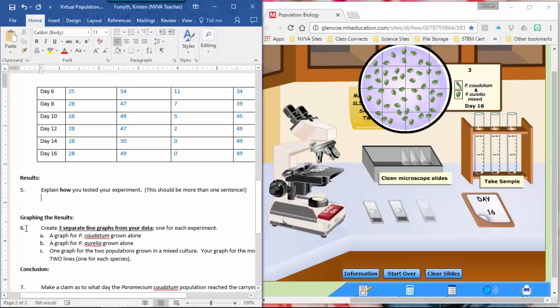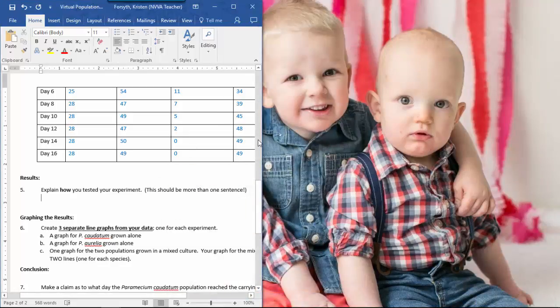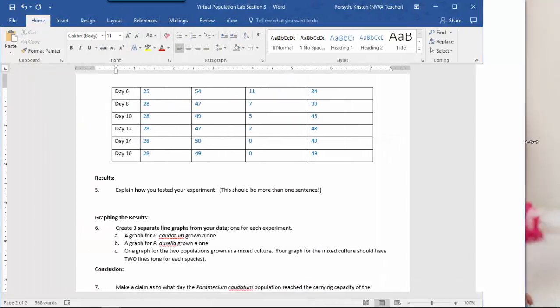Okay? The next part is creating the results. Graphing the results can be a little trickier. I will show you quickly how to make a graph in Microsoft Word. Once you finish collecting your data, you're pretty much done with the investigation part here. So I'm going to close that out for you and make this a little bigger so that we can focus on just the lab document.